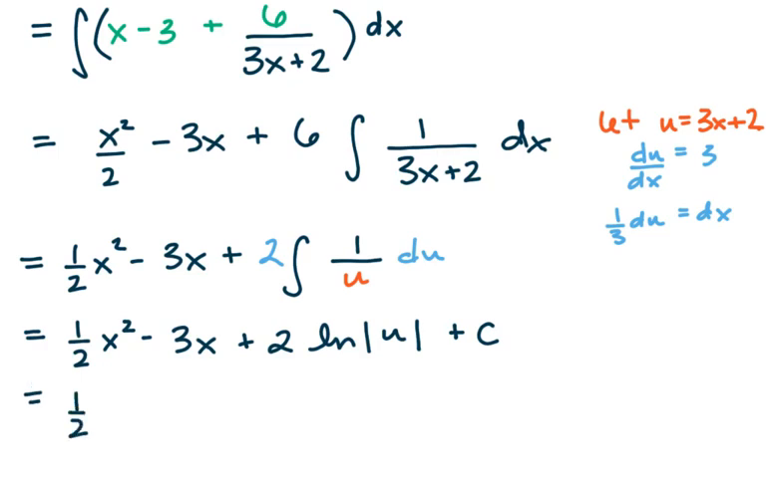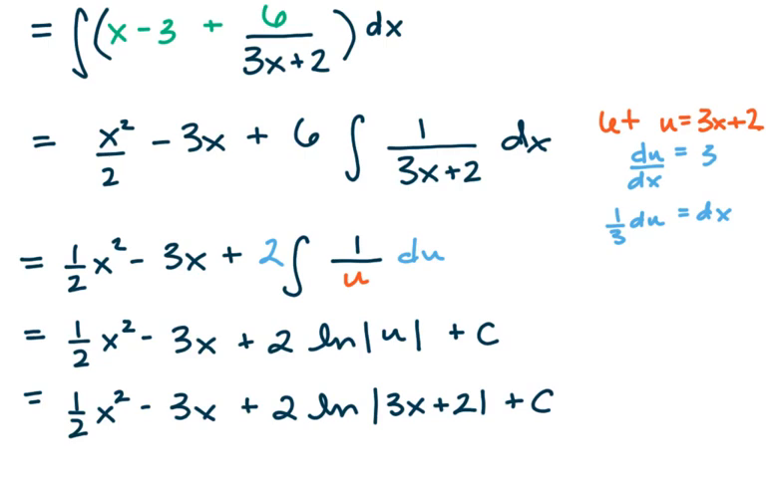So this is 1/2 x squared minus 3x plus 2 times the natural log of the absolute value of 3x plus 2 plus c. And it is important that you use absolute value bars here, because depending on what x is, the argument of my log could be negative, and we can't take the logarithm of a negative value. So we have to use absolute value to ensure that regardless of the variable, this argument stays positive. And of course, because it is an indefinite integral, we need to write plus c.